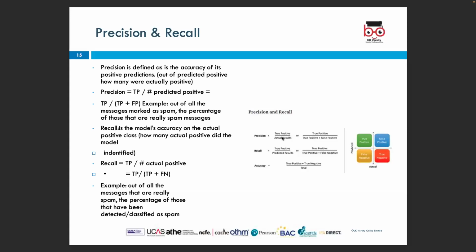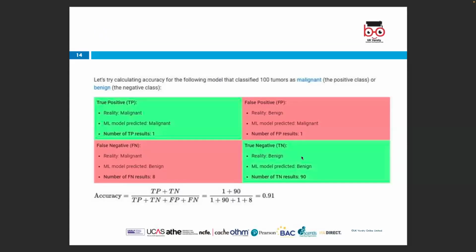So precision is equal to true positive divided by actual results, which can also be written as true positive divided by true positive plus false positive. So that is the formula. And then we have recall, which is true positive divided by predicted results, or true positive divided by true positive plus false negative. And then we know accuracy is the true positive plus true negative divided by the total. We can see the accuracy literally right here, with the true positive and the true negative.